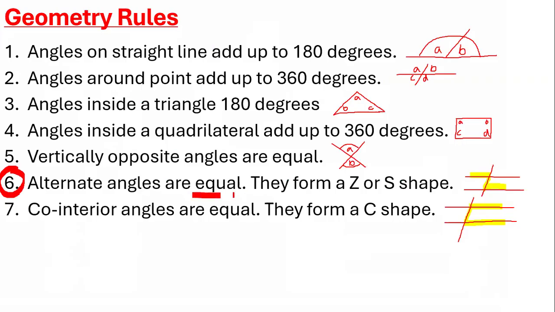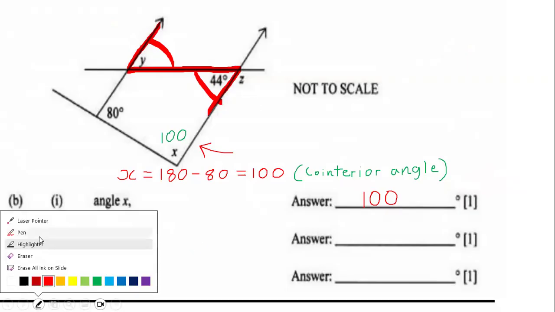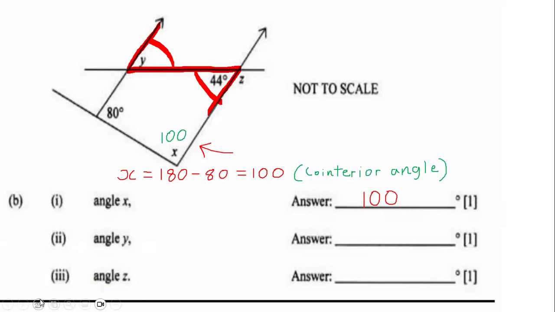Very good. So let's go back here. You see the Z shape. You know that this is 44. So what must y be equal to? 44. 44 degrees. And why is that? Because they're alternate. And alternate angles are? The same. Very good. So that means this is 44 degrees.